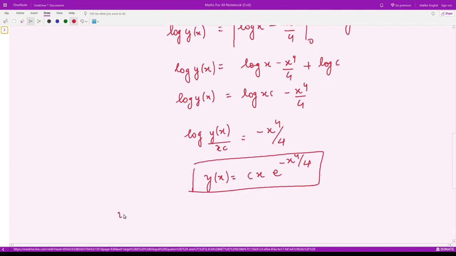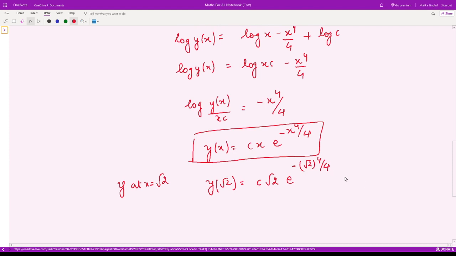Now they are asking the value of y at x equal to square root 2. So y at square root 2 would be c into square root 2 multiplied by e to the power minus square root 2 raised to power 4 divided by 4. Square root 2 raised to power 4 gives 4, and 4 divided by 4 is simply e to the power minus 1. So y at square root 2 is equal to c square root 2 divided by e. This is the solution.